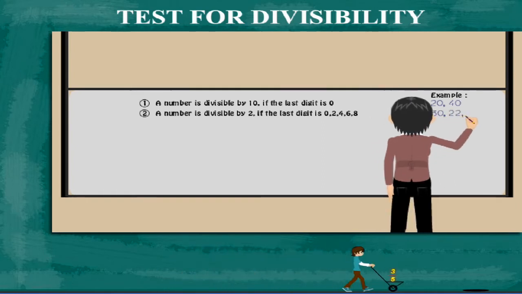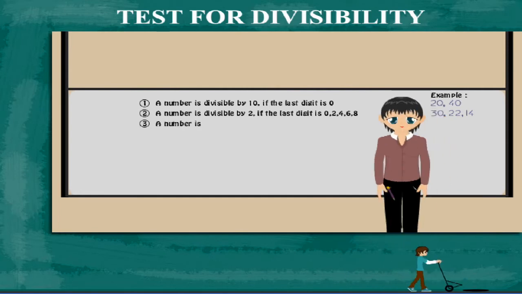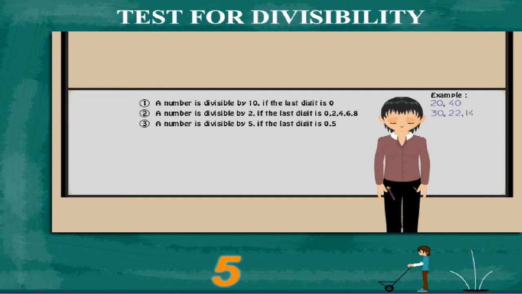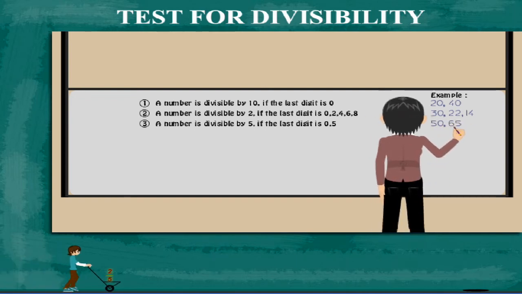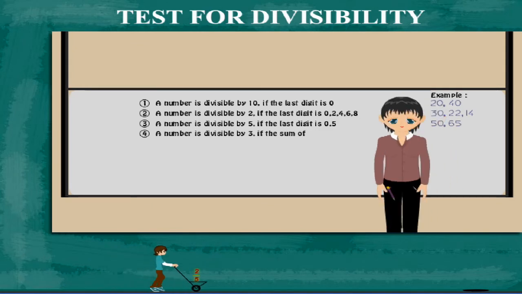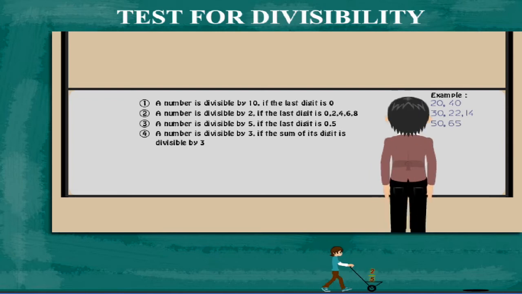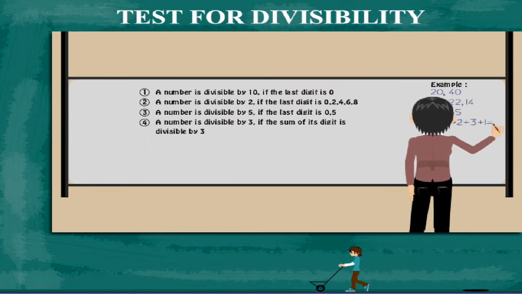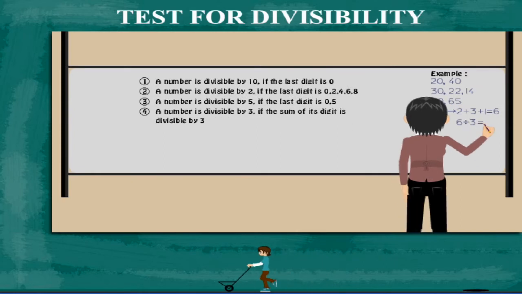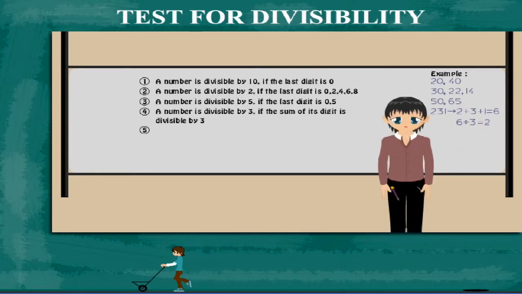Examples are 30, 22, 14, etc. A number is divisible by 5 if its last digit is either 0 or 5. For example, 50 and 65. A number is divisible by 3 if the sum of its digits is divisible by 3. For example, 231 adds up to 6. 3 divides 6 2 times.